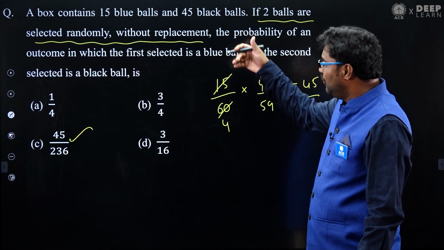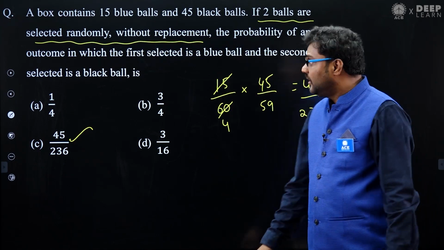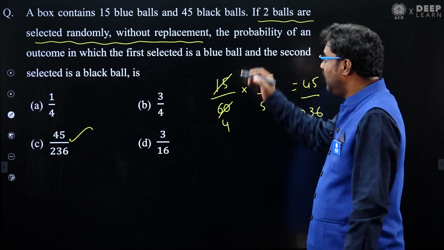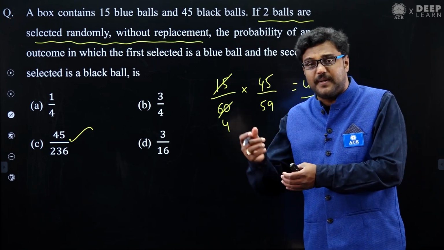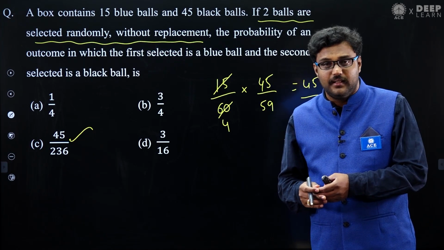So 15 blue balls out of total 60 balls. First one is a blue ball, next one is a black ball. We have 45. As it is without replacement, already one ball is taken. Now the denominator becomes 59. Got it?